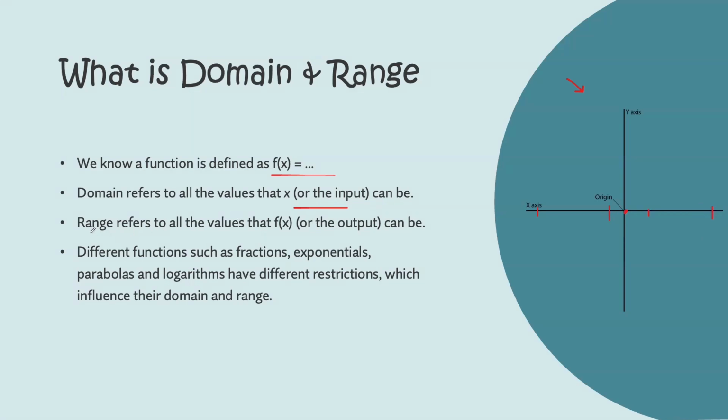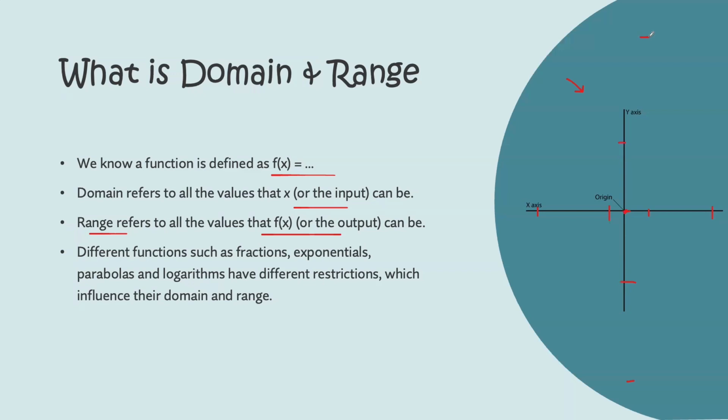The range refers to all the values that f(x), or the output, can be, or in other terms, where in the y-axis our values are going to be. Okay, so where does our output range? Again, our output could just be from 0 to maybe the number 5, or it could be from -5 to 0, or it could be from negative infinity to positive infinity, right? It could be everywhere. Okay, so that's basically what domain and range is telling us.